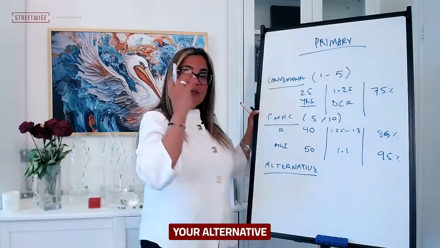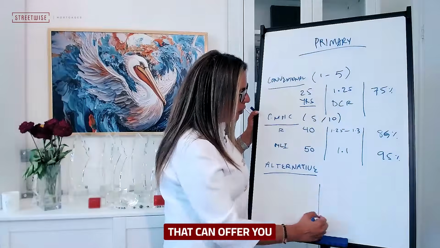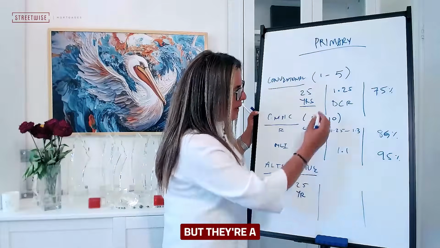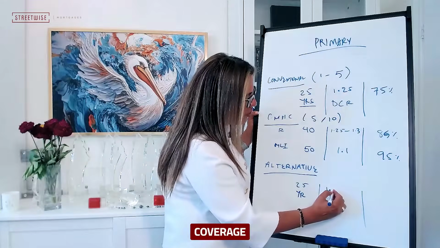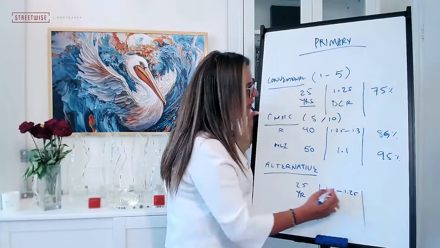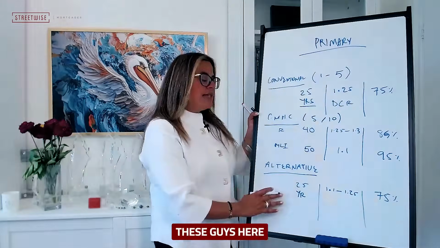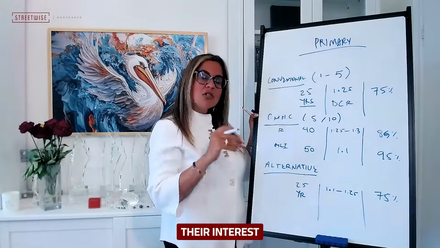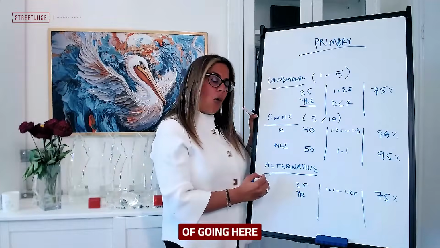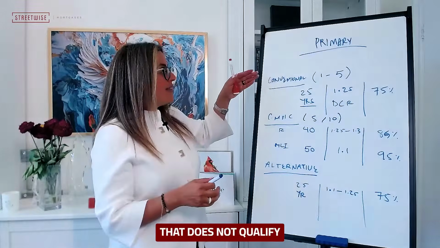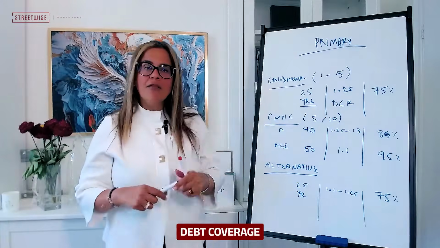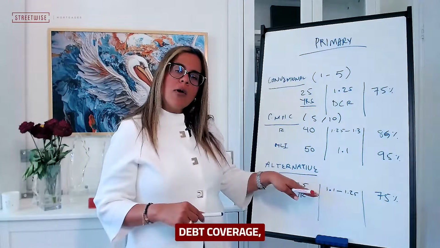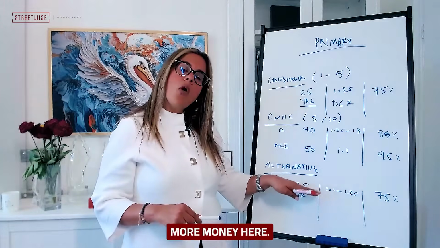This option here, alternative lending, is an option that can offer you up to a 25-year amortization. They also look for debt coverage, but they're a little bit more lenient. So their debt coverage can range from 1.1 to 1.25, and they can go up to 75%. These guys here are more expensive than conventional lenders. Their interest rates are more expensive. But the benefit of going here is, let's say you have a building that does not qualify for a 1.25 debt coverage ratio with a bank. Because these guys work with a lower debt coverage, you can get a little bit more money here sometimes.